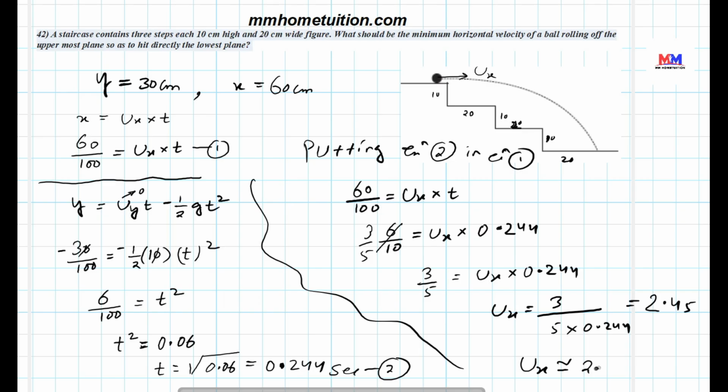So the question asks us to find the horizontal projection speed. So the horizontal projection speed is 2.5 meter per second. So that is the final answer. Ux equals 2.5 meter per second.